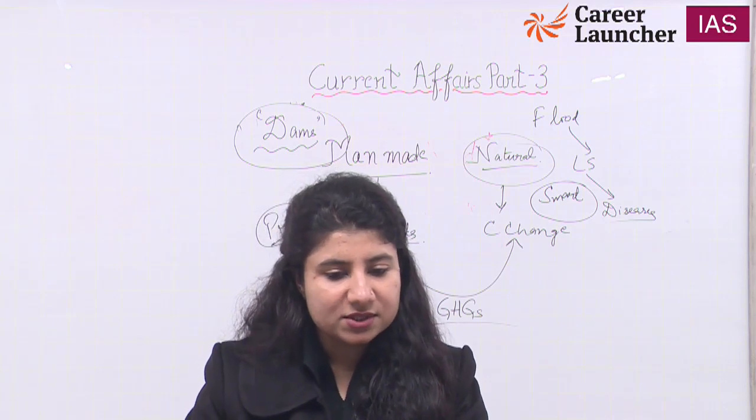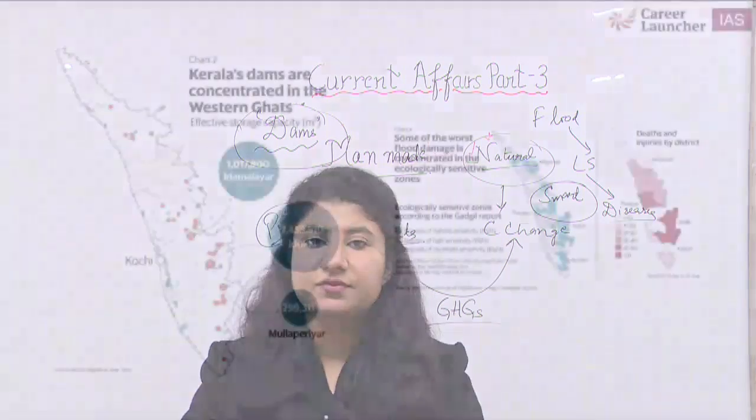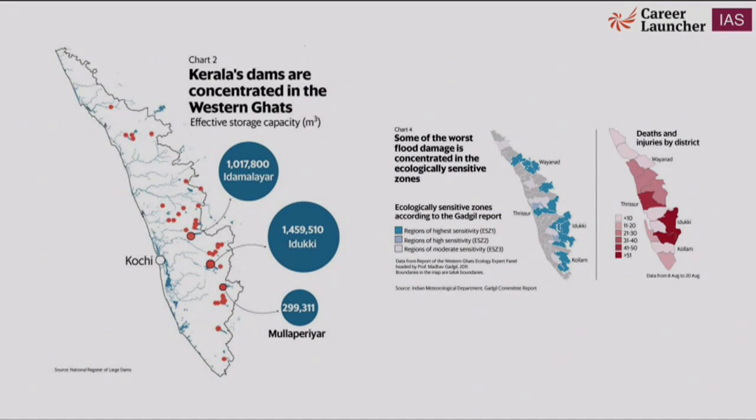Kerala's dams are concentrated in the Western Ghats. In Current Affairs Part 2, we have seen that the Western Ghats was in the news. This is the most fragile area of our country and also one of the biodiversity hotspots of India. It demands protection, not more and more invasion. And it is becoming more fragile because of increasing human invasion, problems are occurring on a large scale. Some of the worst flood damage is concentrated in the ecologically sensitive zones. That's pathetic.